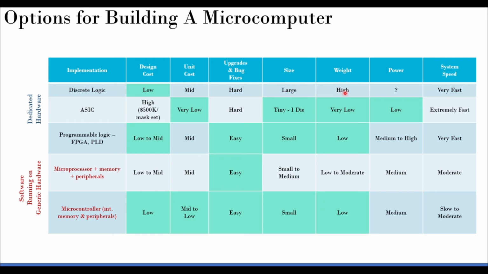Weight will be high because of the discrete components and no optimization. Power will be difficult to say because it depends on the efficiency of you as a designer. How do you wire it up and so on. System speed will be very fast. There is no compromise on that.